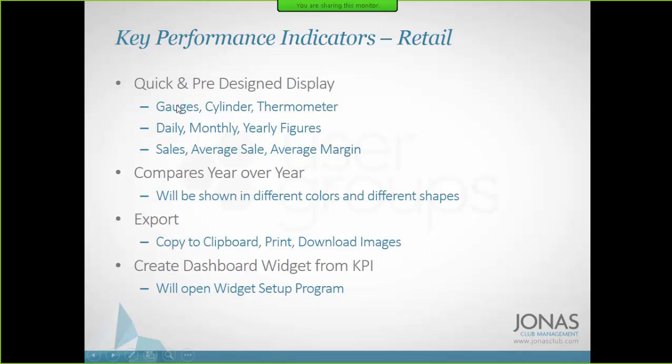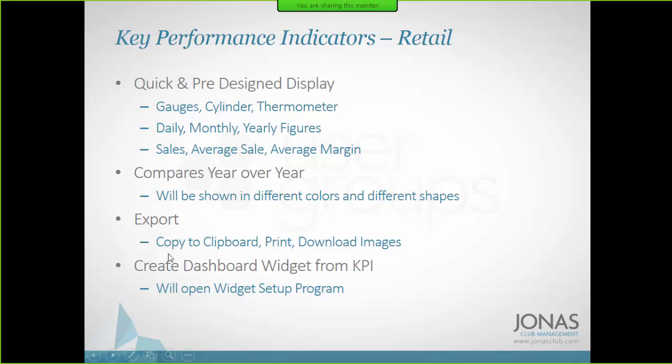Now, we display it as a gauge or a cylinder or a thermometer. You can pick which. And we will show you daily, monthly, yearly, and it does do comparative. So it'll show you what you're doing today and what you did this day last year, month to date last year, year to date last year. These can be exported, so you can copy them to the clipboard and paste them into a Word document. You can just print them, or you can download the images to use somewhere else.